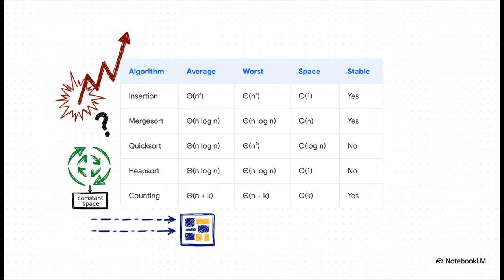Now look at heap sort. It hits that n log n sweet spot even in the worst case, and uses almost no extra space, which makes it super reliable. And then you've got this outlier, counting sort, which looks like it's breaking our speed limit. And it kinda is, but it's a specialist. It only works if you're sorting integers within a specific limited range.